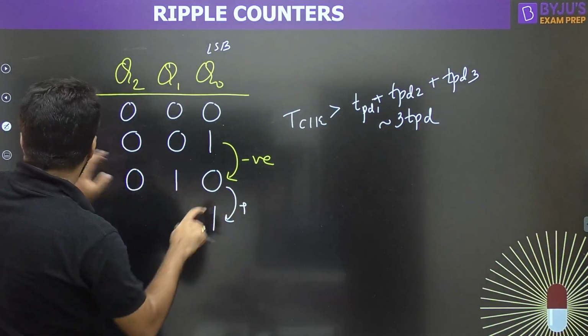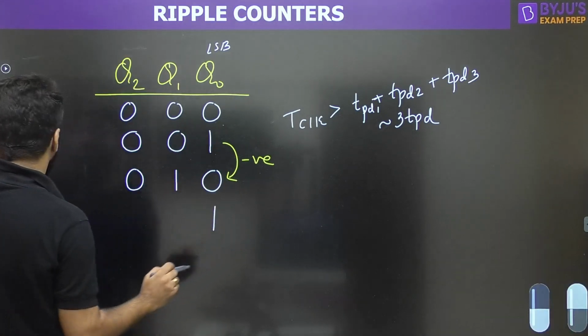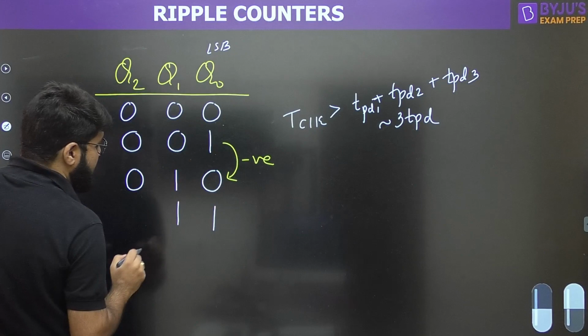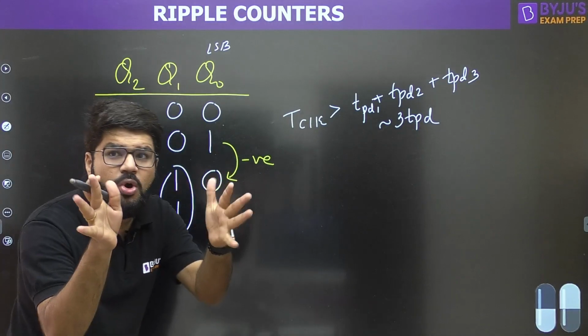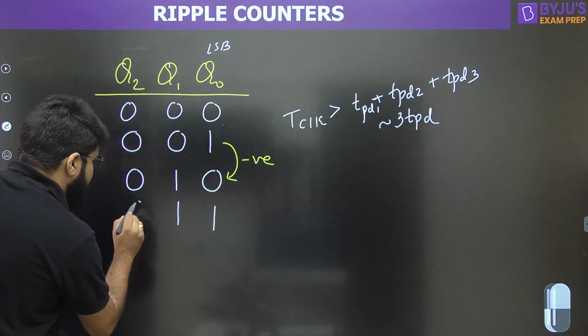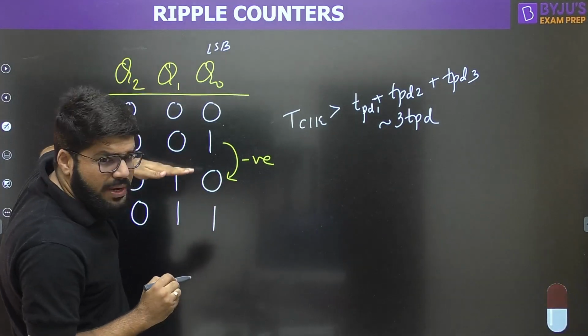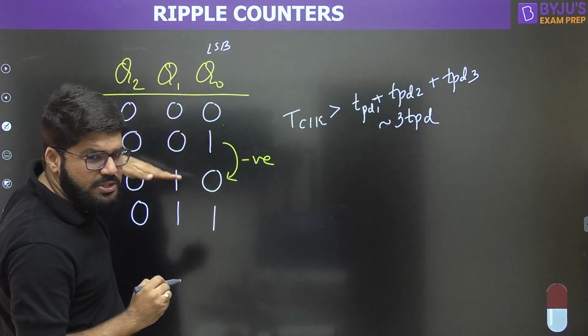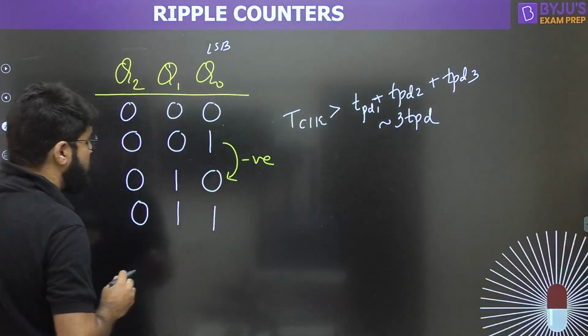So what is this edge? Positive edge. Okay, so the next flip-flop has no change, 1 remains 1. What is this edge? This is no edge. So the next flip-flop is unaffected, remains in the same state. It is 0. So you are able to see up counting going on, one by one: 0, 1, 2, 3. In decimal, it is 0, 1, 2, 3.